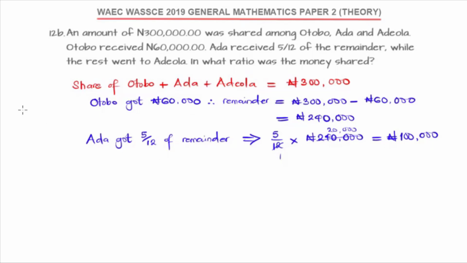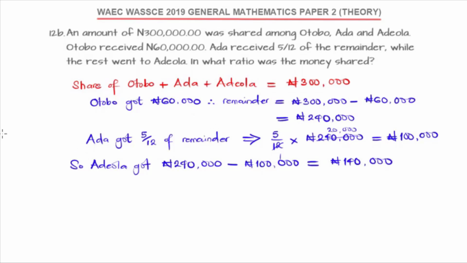Now, since we have got Otobo's share and Ada's share, we can get Adeola's share. Adeola is going to get the remainder, which is 240,000 minus the share of Ada, which is 100,000. So Adeola will get 140,000 naira. So we have gotten the amount that each one of them got, and that will help us to get the ratio in which the money was shared.